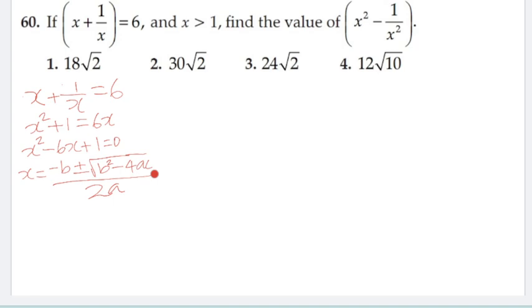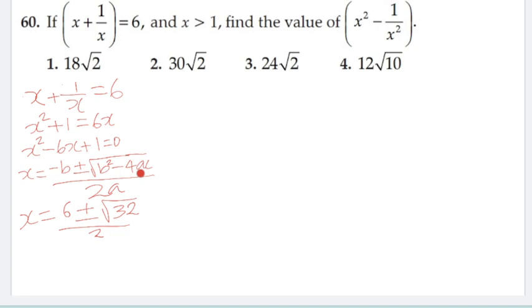So x equal to minus b means it will be minus of minus 6, so it will be 6 only. 6 plus or minus root of b square minus 4ac. Here a and c are 1, so 4 multiplied by 1. And b square will be minus 6 the whole square, that will be 36. Now 36 minus 4, we will get 32. So this will be root 32 divided by 2, and 2 multiplied by a is the denominator. Here a is 1, so it will simply be 2.